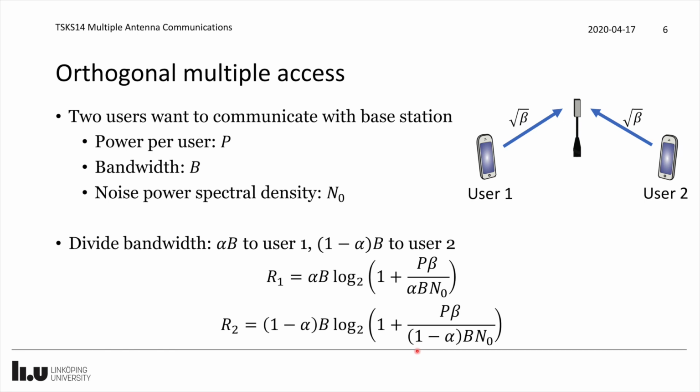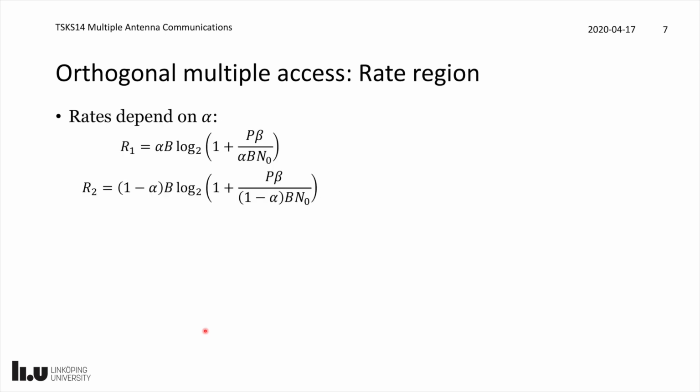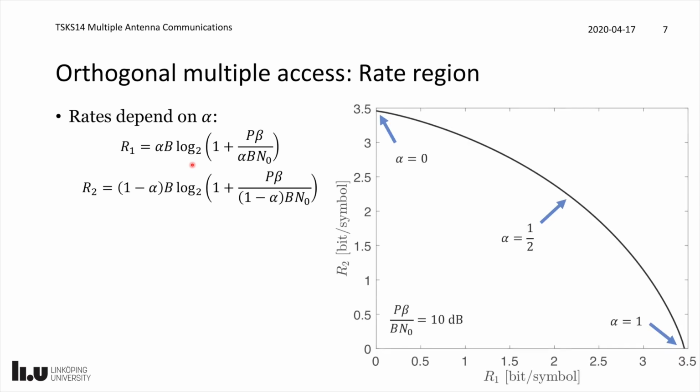And now, for a given value of alpha, we can achieve a certain pair of rates here, R1 and R2. And we can also vary alpha to achieve different pairs. So remember, here were the different rates that we can achieve. And let's say that these are measured in bits per second, but we can divide with the bandwidth to get the bit per symbol. And here is then the result.